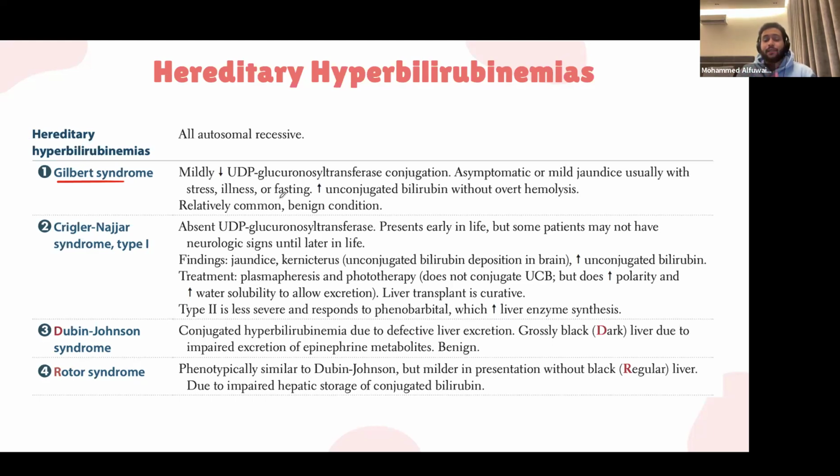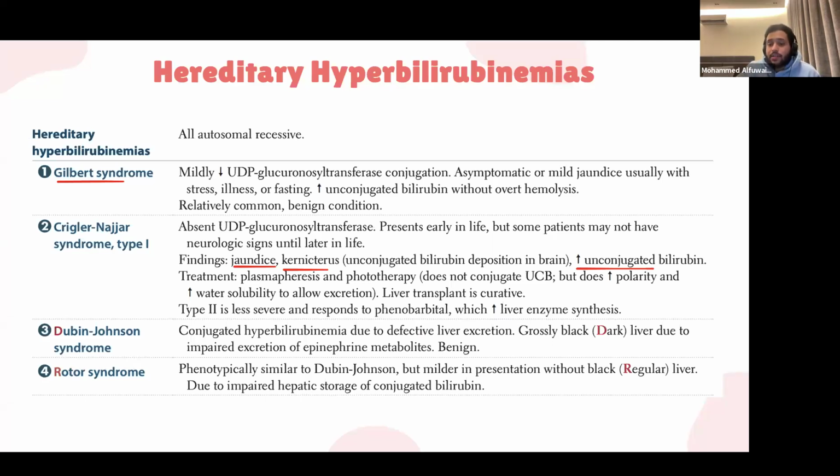This is where you have absent UDP glucuronidase transferase, and it's usually diagnosed early on in life. Okay? So, with these patients, they have jaundice, kernicterus, which is basically the unconjugated bilirubin deposits in the brain. This is in children, and very, very young children, infants. Okay, and it obviously will lead to elevated unconjugated bilirubin. Treatment-wise, you need to do two things, plasmapheresis and phototherapy.